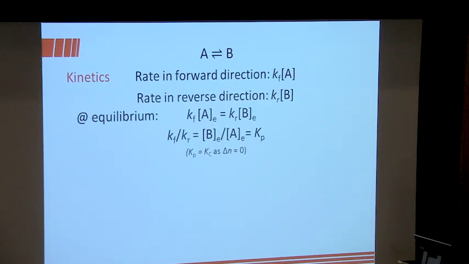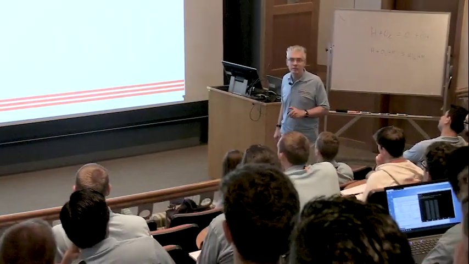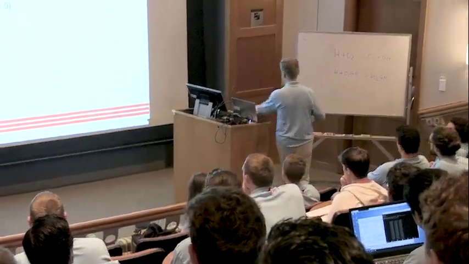Does everyone know that? Sorry, can you repeat that? Here, Kp is equal to Kc because delta n is equal to 0. I can do that on the board very quickly for people.